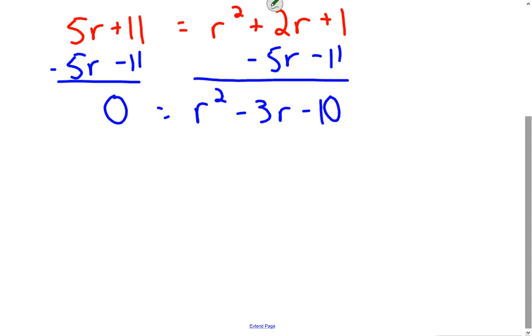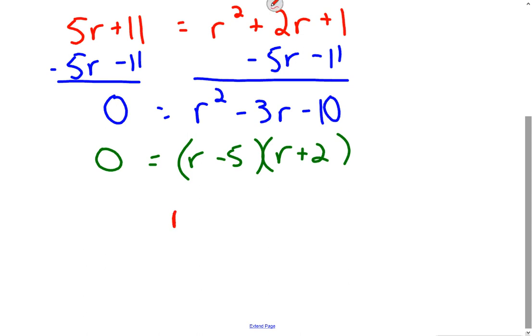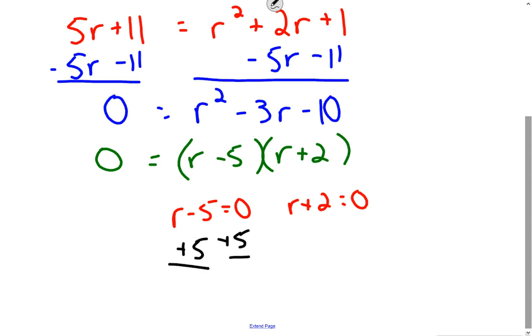And when I look at it, I notice that this trinomial is factorable, r and r. Now I look for factors of negative 10 that add up to negative 3. So that'd put me at minus 5 and plus 2, still equal to 0. And remember, we set each one of these factors equal to 0. And we solve these two little equations. So we add 5 to both sides. We just figured out that r equals 5. Subtract 2 from both sides, and we just figured out that r equals negative 2.